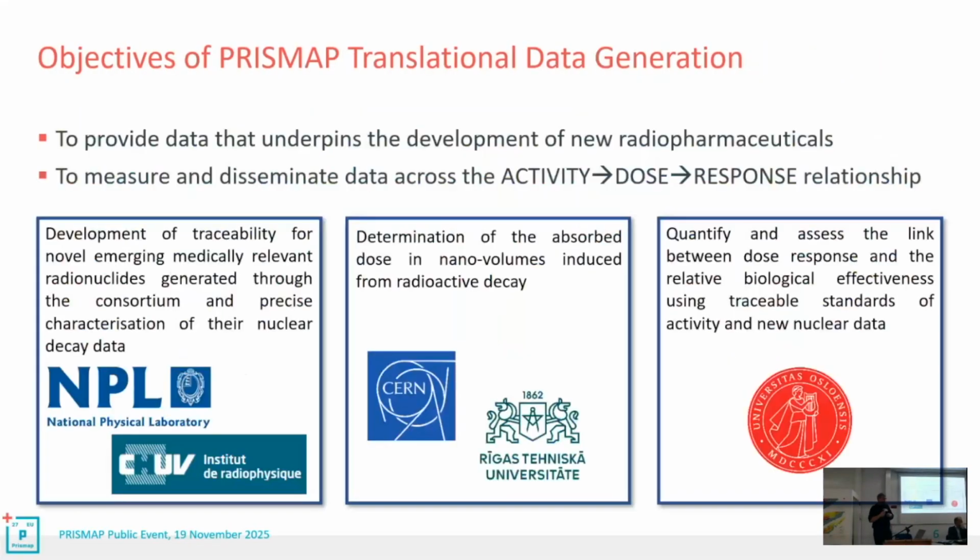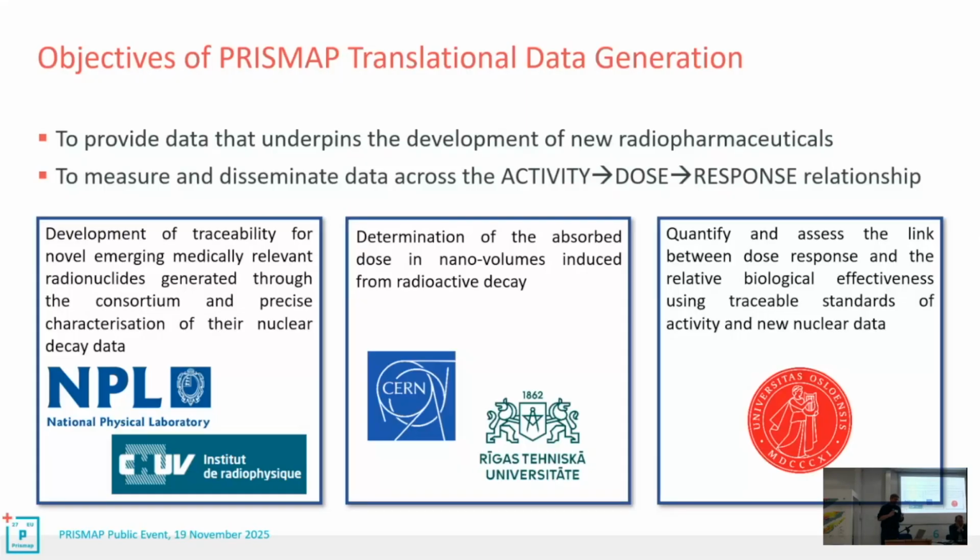So the objectives in the PRISMAP translation data generation work package. The idea was to provide data that underpins the development of the new radiopharmaceuticals, and to measure and disseminate data across this activity dose response relationship. So with the first work package task, we have the development of traceability for these novel emerging medically relevant radionuclides, and also the decay data that goes along with them.